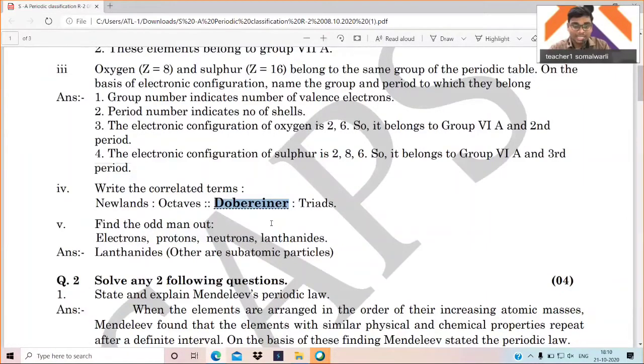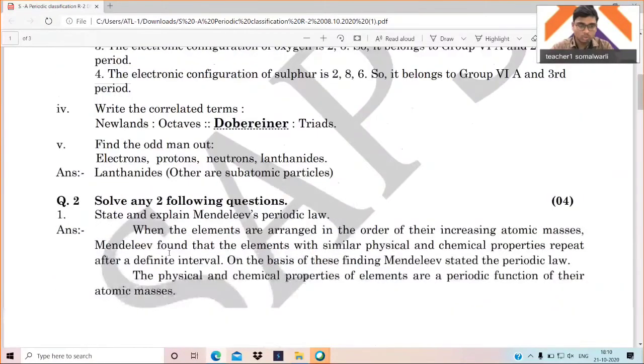So it is an element, and these are the subatomic particles. So you can take it as odd. So lanthanide become odd. So lanthanide and others are subatomic particles. So it was very easy. Now move to question number 2.